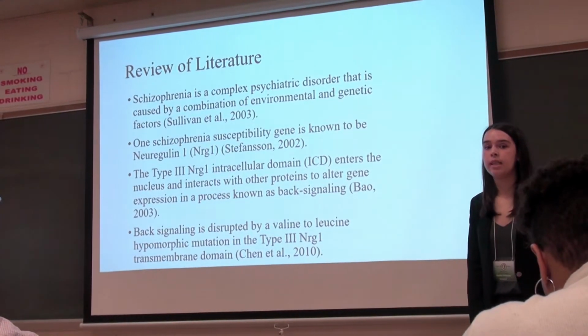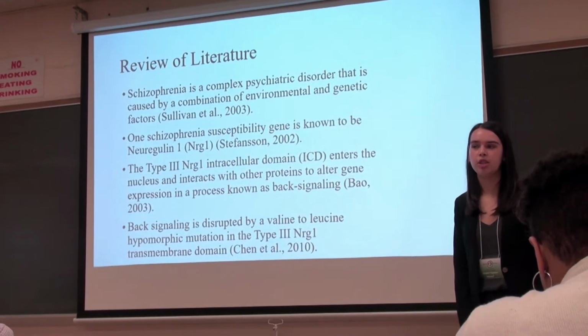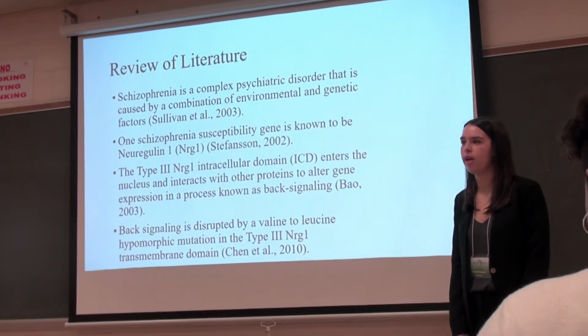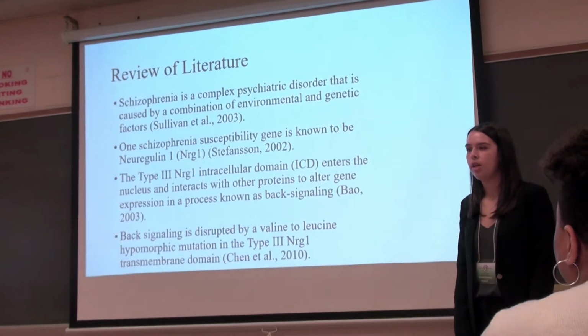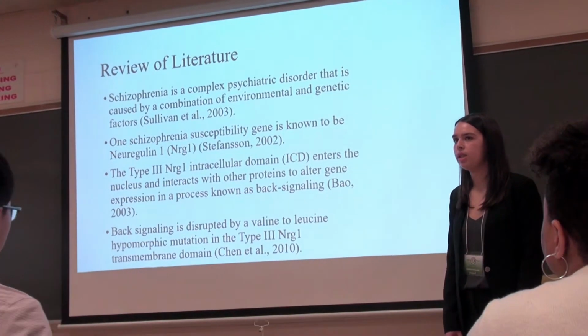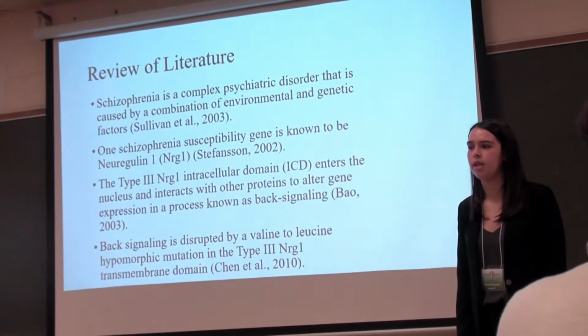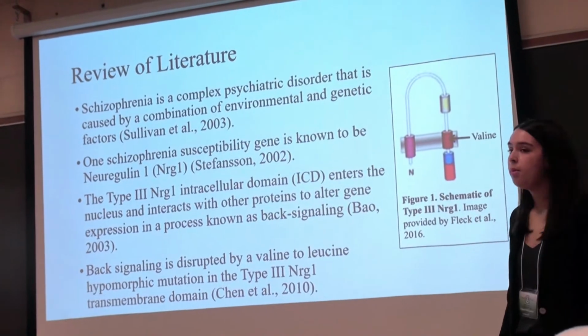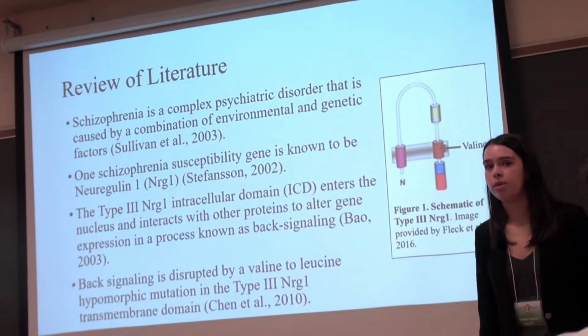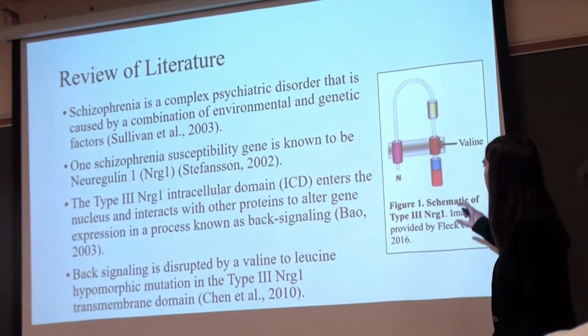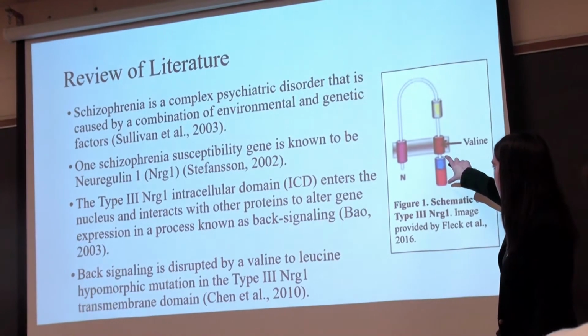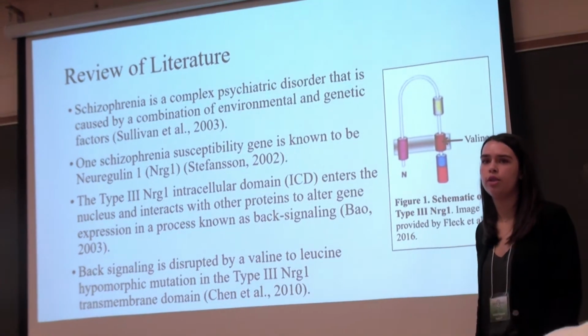Schizophrenia is a complex psychiatric disorder caused by a combination of genetic and environmental risk factors. One of these genetic risk factors is neuregulin 1, a gene which encodes for a series of cell receptors that influence neural development. Type 3 neuregulin 1 is an isoform of neuregulin 1 and spans the cell membrane in a horseshoe-like fashion. The portion of the cell receptor that is inside the cell is the intracellular domain.